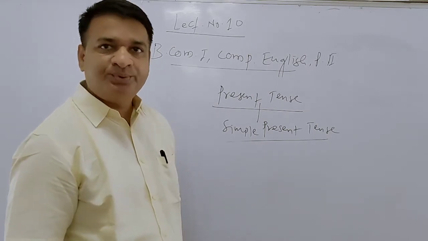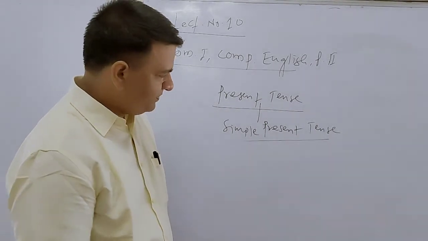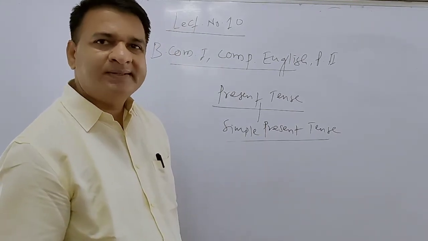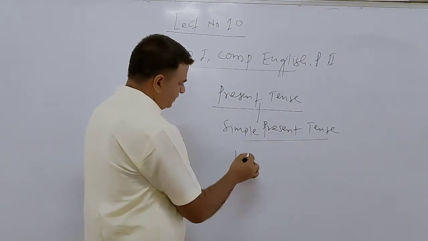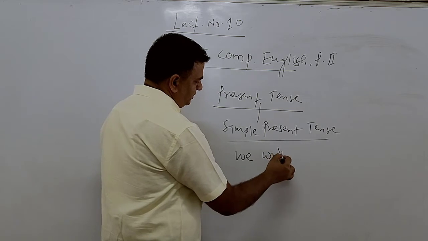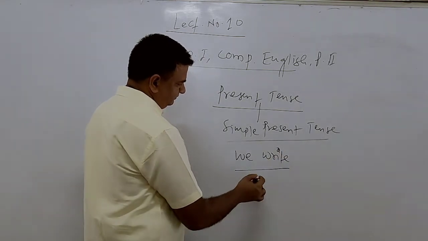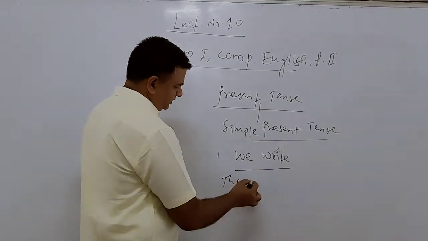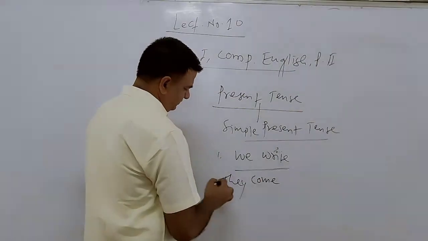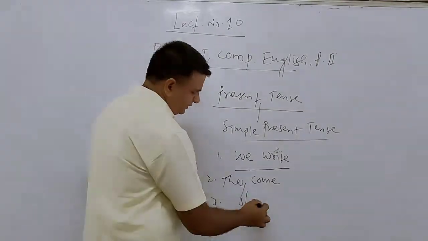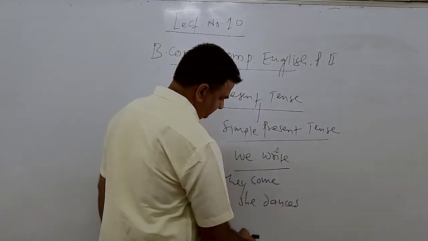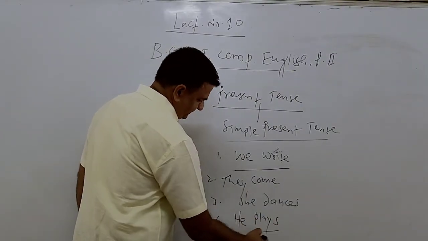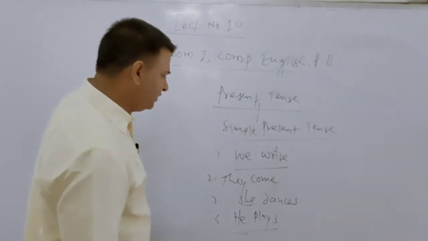The first form of the verb is used in the simple present tense to give information, to show action or some happenings. For example, we write. We write. They come. She dances. He plays. Look at this s, because when we use the verb we add s or es to the verb.